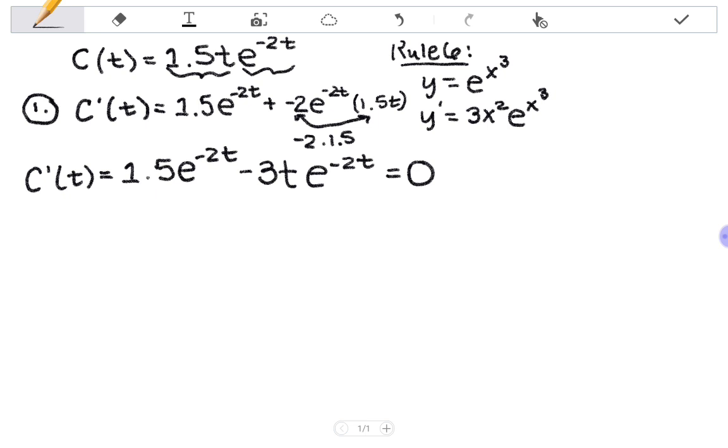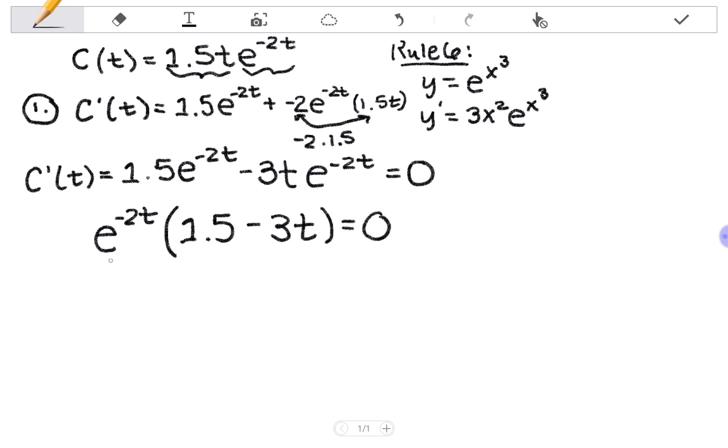I want to take out my greatest common factor, which is just going to be this e to the negative 2t. So for my numbers, there's actually more than that I could take out, but I'm going to pretend like I can't, just in case your numbers you can't take out a constant as well. So we're just going to take out the e term and figure out what it's multiplied by. So e, to get back to the first term, is a 1.5. And then this e term is multiplied by a negative 3t for the second term. And we're setting that equal to 0.